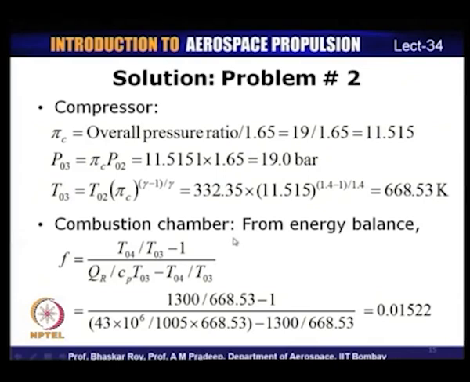In the combustion chamber, we carry out the energy balance as we have discussed for the turbojet. Turbine inlet temperature is fixed, that is 1300 Kelvin, and the other parameters are already known, that is T03 and the heat of reaction of the fuel. So, we substitute all these different values here. So, we get 1300 divided by 668.53 minus 1 divided by 43 into 10 raised to 6 divided by Cp, which is 1005 joules per kilogram Kelvin into 668.53 minus 1300 by 668.53. So, the fuel to air ratio comes out to be 0.01522.